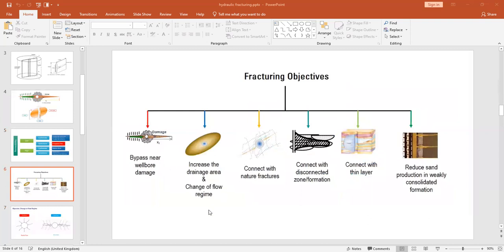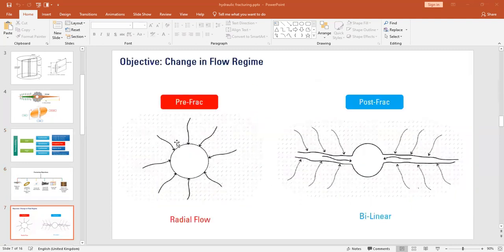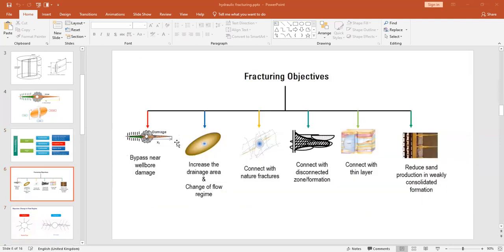Now, what are the various reasons why you may do hydraulic fracturing? Because you may just feel that they are doing hydraulic fracturing just to treat a damage. It may not be damage. There may be several reasons why a company may decide to carry out hydraulic fracturing. It may be to bypass near wellbore damage. Bypassing near wellbore damage means that you are not treating it.